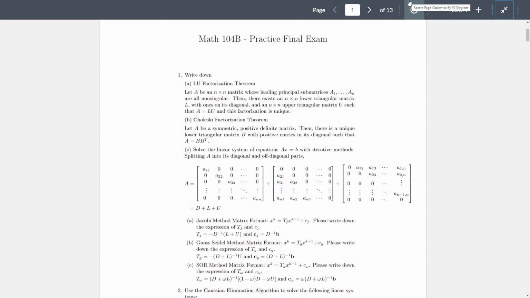For the three questions, I would give you the factorization of A, splitting A into D, L, U: the diagonal matrix, the strictly lower matrix, and the strictly upper matrix. I will give you the splitting of A into D plus L plus U, and your task is to write down the matrix format for Jacobi's method, Gauss-Seidel method, and the SOR method. I know they are hard to memorize, but that's all part of the exam. I will only ask you to memorize these things, and I'm not going to ask you other things to write down in the first question.